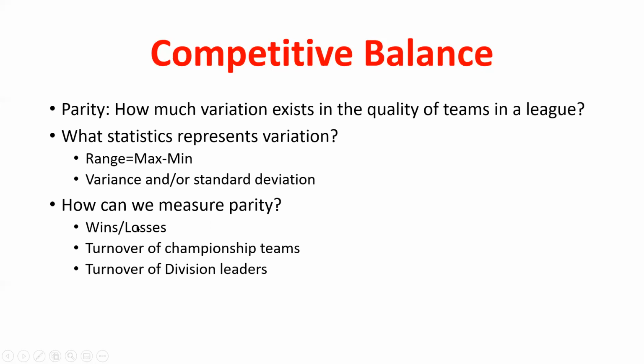I already mentioned you can look at the variation in wins or win percentages, but you might not be concerned only with whether most of the games are competitive. If you continually see the same teams winning the championship over and over, you might be concerned about that as well. Even if there's a relatively small range between my highest and lowest quality team, if the highest quality team is the same year after year, I might be concerned with that as well. And why might I be concerned?